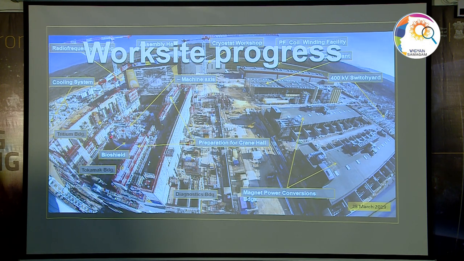Just to show you, this is the main machine, the tokamak, and surrounding it are hundreds of other buildings. For example, these are the buildings dedicated to magnets. This is the electrical supply area. Then this is the cryostat workshop. In fact, there are components which are very big in size.